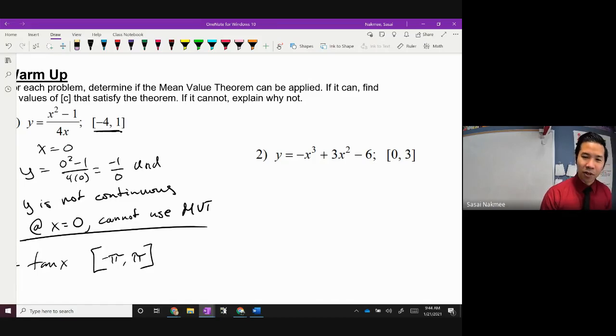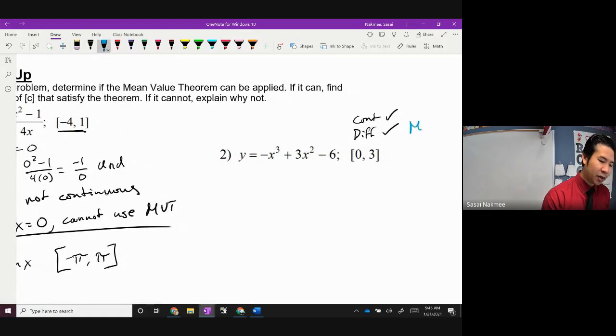Again, if you're having trouble seeing it, graph it and take a look. Okay, so from 0 to 3, yes, this is continuous, checks out. Yes, this is differentiable, checks out. Since both of those check out, I can say the mean value theorem applies, right? We can do that for this problem.